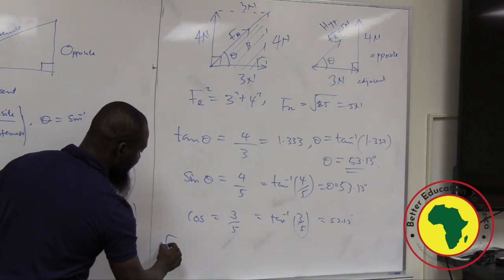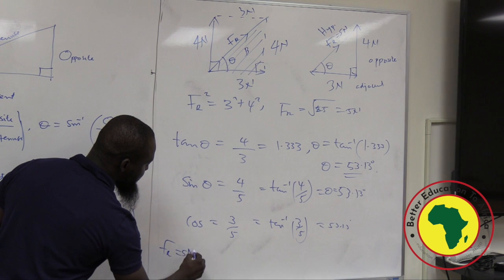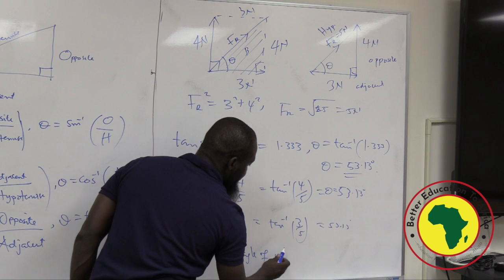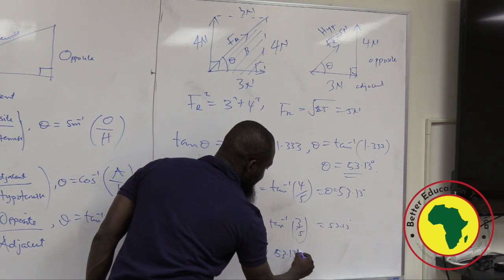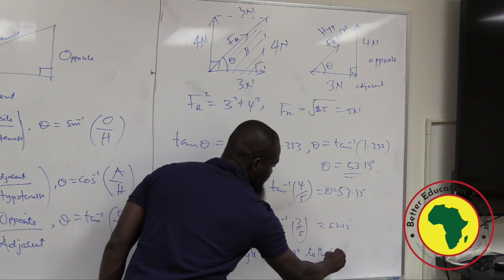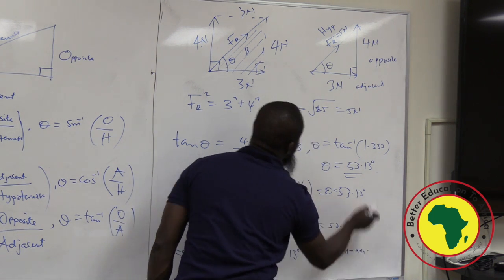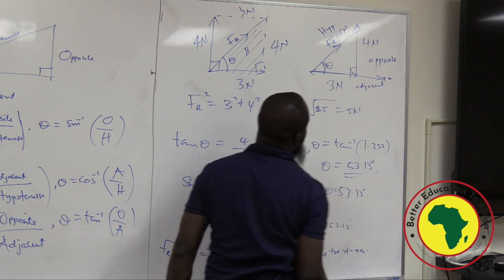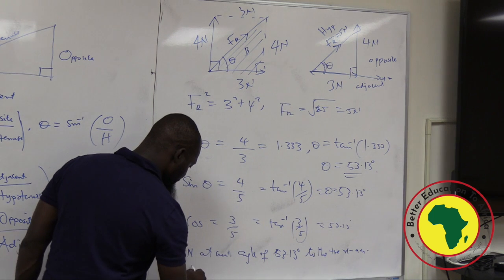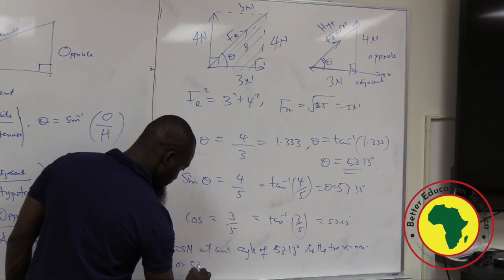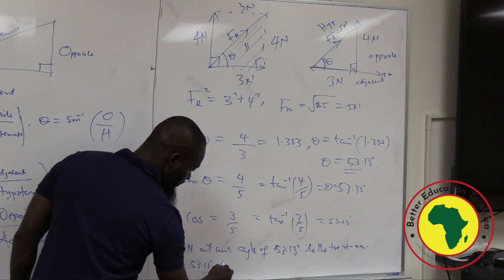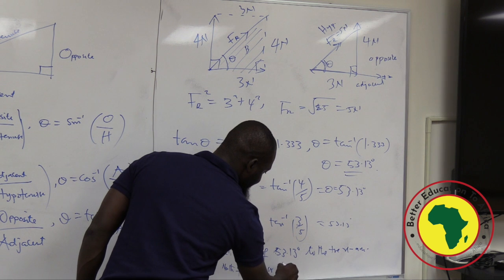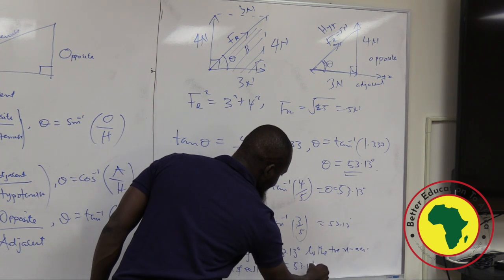So we say our net force, FR, is 5 Newtons at an angle of 53.13 degrees to the positive x-axis, which is this, positive x-axis, like this. So this is the resultant at that angle to the positive x-axis. Or you say 53.13 degrees north of east. Or you say start from east, move 53.13 degrees north.